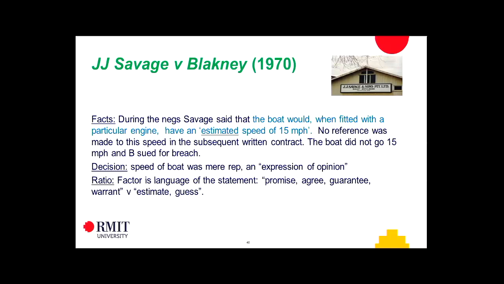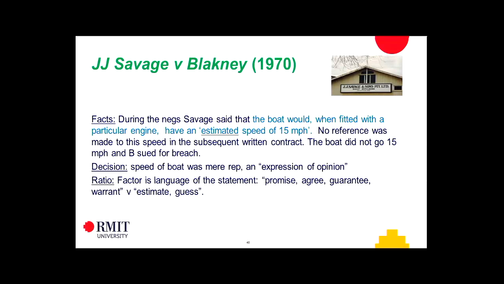So JJ Savage and Blakeney is an opinion case. And here we've got Blakeney entering into a contract to purchase a motor cruiser boat from JJ Savage. Now JJ Savage is a boat builder in Williamstown. And Blakeney had very specific specifications that he wanted this boat to be built at. And in particular, he wanted the boat to be able to maintain a certain speed. So maybe 25 knots.